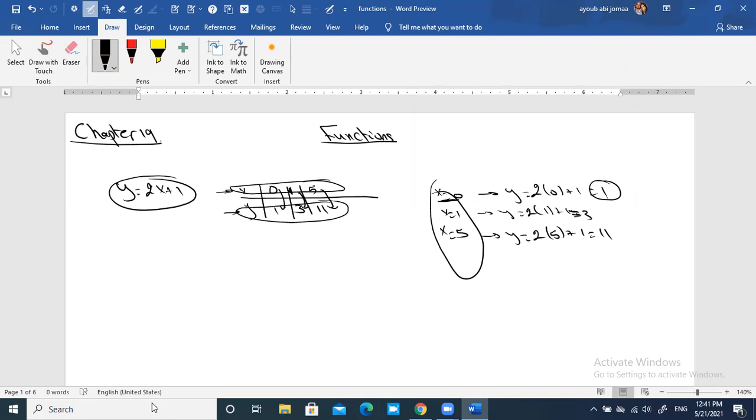In general, this straight line we are talking about is an example of a function. In general, what do we call the x and what do we call the y? Domain and range. I will write them here: domain and range. So in general, we are saying this equation of a straight line is an example of functions.